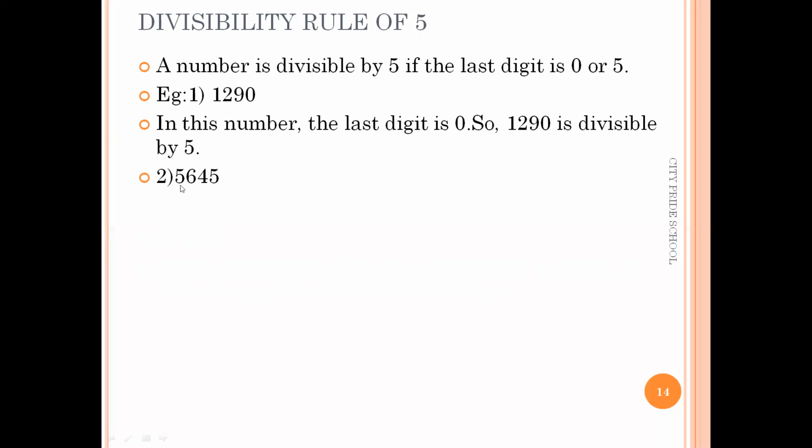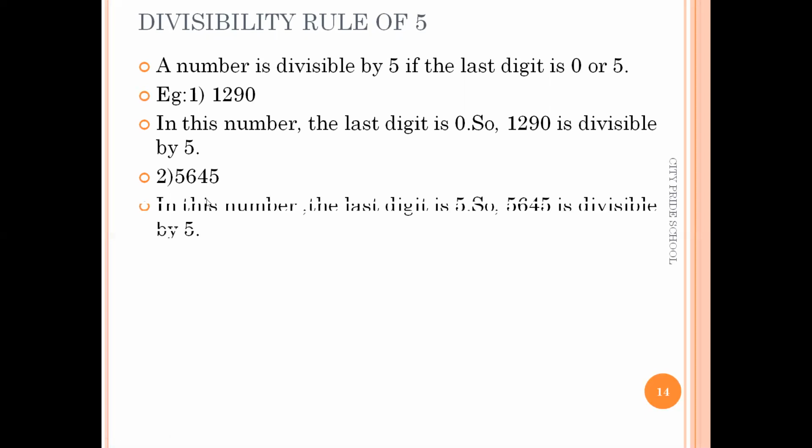Next example is 5645. Here we have to check the last digit, which is 5. According to the condition, in this number the last digit is 5. So 5645 is divisible by 5.